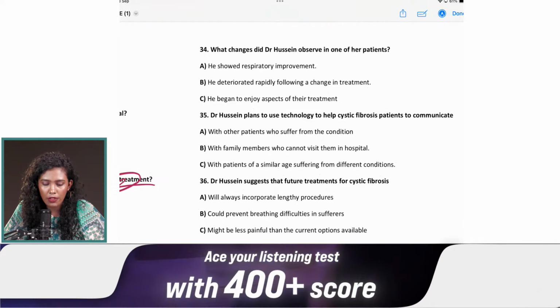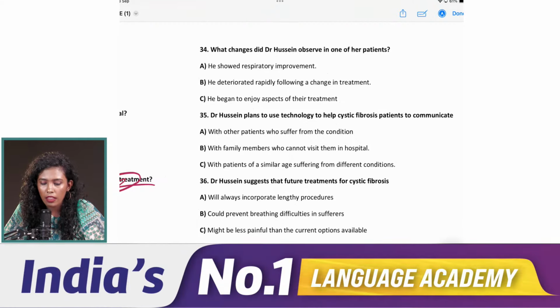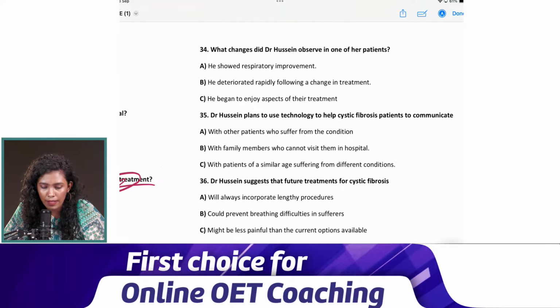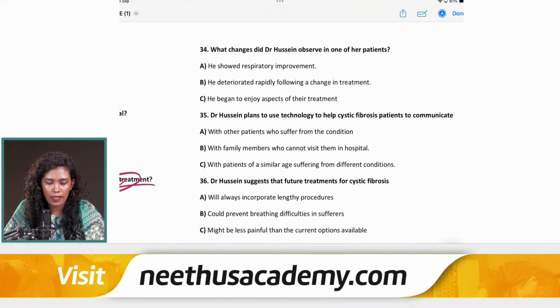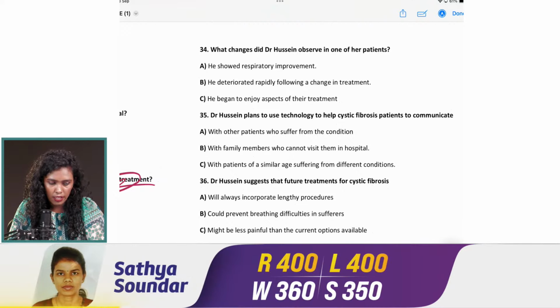He showed respiratory improvement. So basically, the particular option is stating that the patient was able to show some respiratory improvement, or the patient's condition rapidly deteriorated following a change in the treatment, or maybe he began to enjoy the aspects of the treatment. So which one do you think is the keyword? Yes, Megha, you're right. Changes.